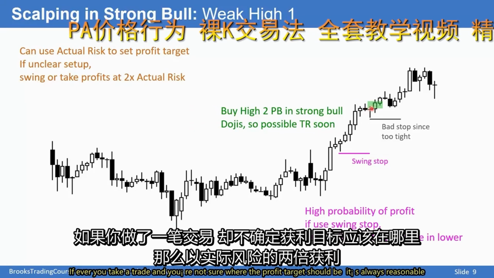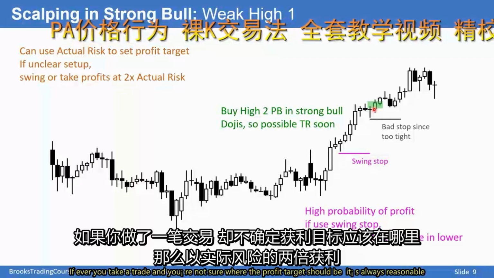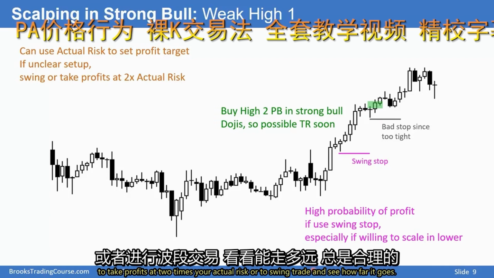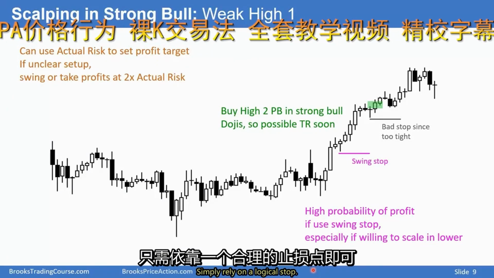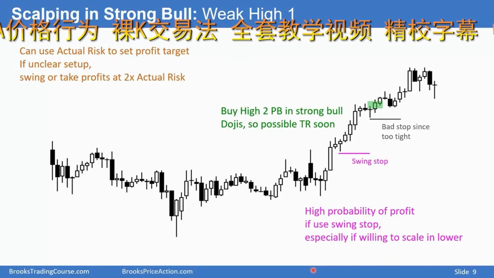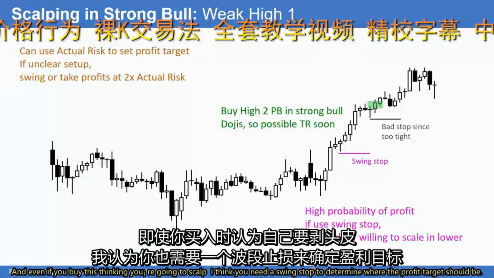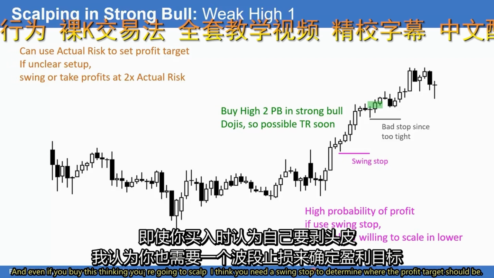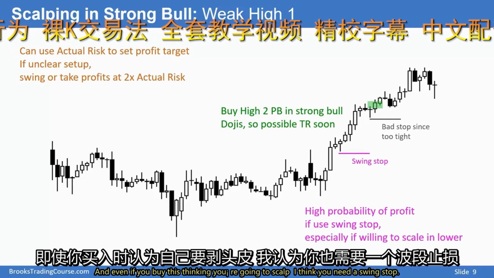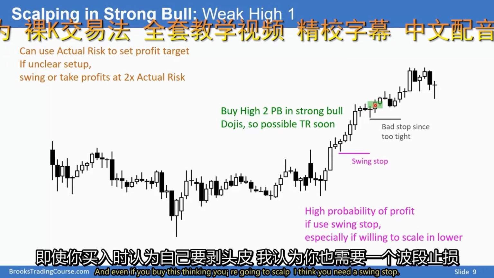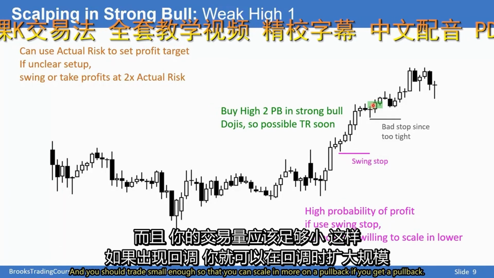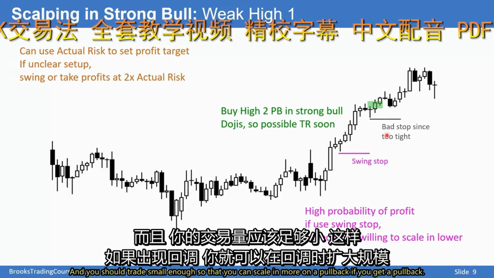You can use your actual risk to determine a profit target. If ever you take a trade and you're not sure where the profit target should be, it's always reasonable to take profits at 2 times your actual risk, or to swing trade and see how far it goes, simply relying on a logical stop. And even if you buy this thinking you're going to scalp, I think you need a swing stop, and you should trade small enough so that you can scale in more on a pullback if you get a pullback.